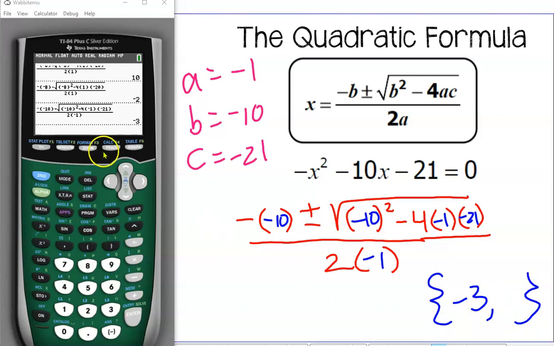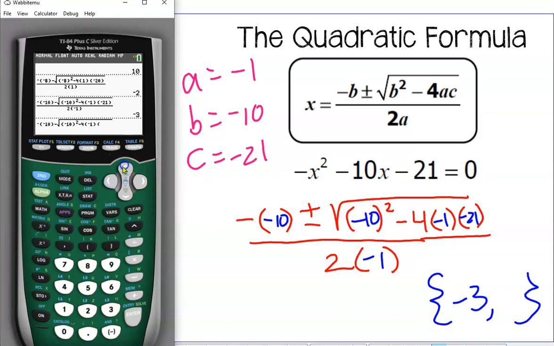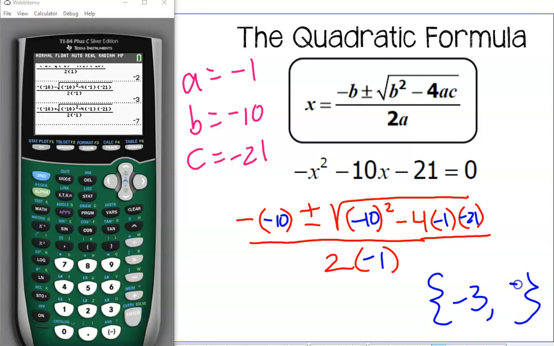There's my first answer. Copy, paste, arrow over, arrow up, left arrow, hold it down, plus sign. This time it was reversed. So anyways, okay. Hopefully you're getting the hang of it and you're feeling a little more comfortable with using your graphing calculator to enter the quadratic equation. All right, good luck with your own problems.